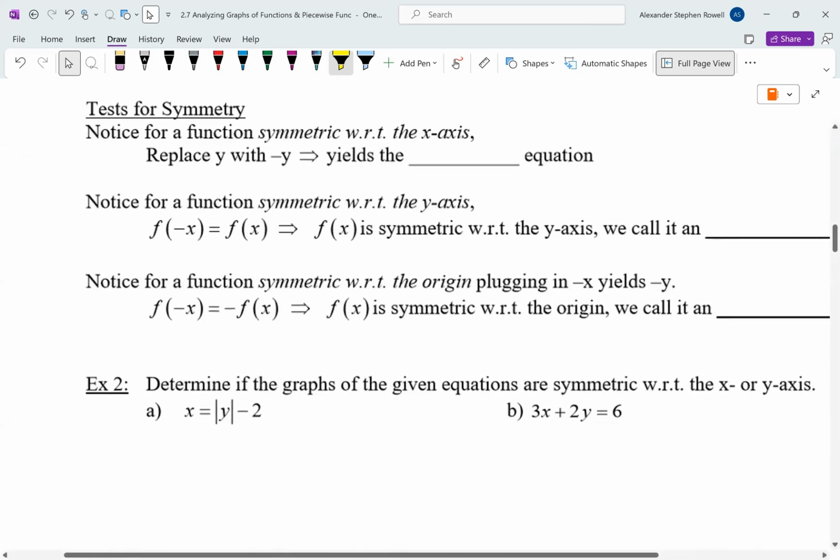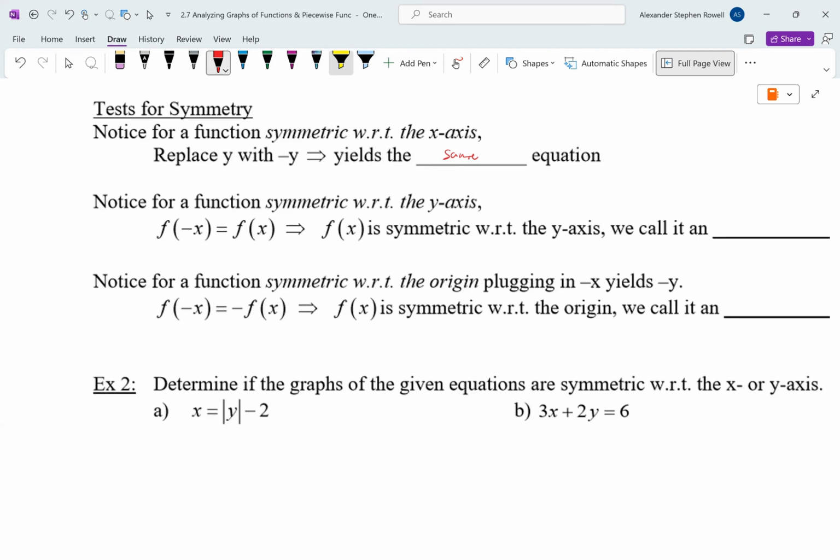Okay, test for symmetry. What if I don't have the graph? How can I tell if my function has symmetry? Because I want to graph it and I want to cut my work in half. So symmetric with respect to the x-axis, you replace a y with a negative y, and it yields the same equation. Okay, symmetric with respect to the y-axis.